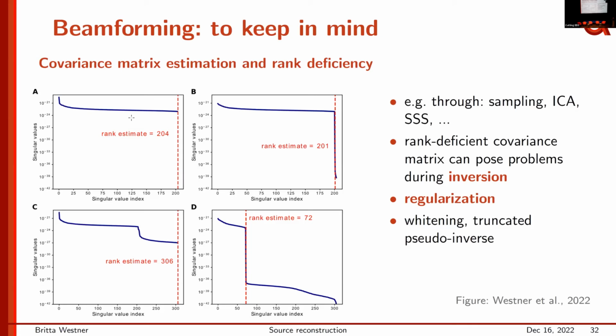Another way to go about it is you can pre-whiten your data, or you can use a truncated pseudo-inverse, which means if you look at this example, we invert only the subspace that is well-defined and then project everything back out to the whole space. That is also possible. So there are solutions for it. How well they work does also depend on how big the problem is.